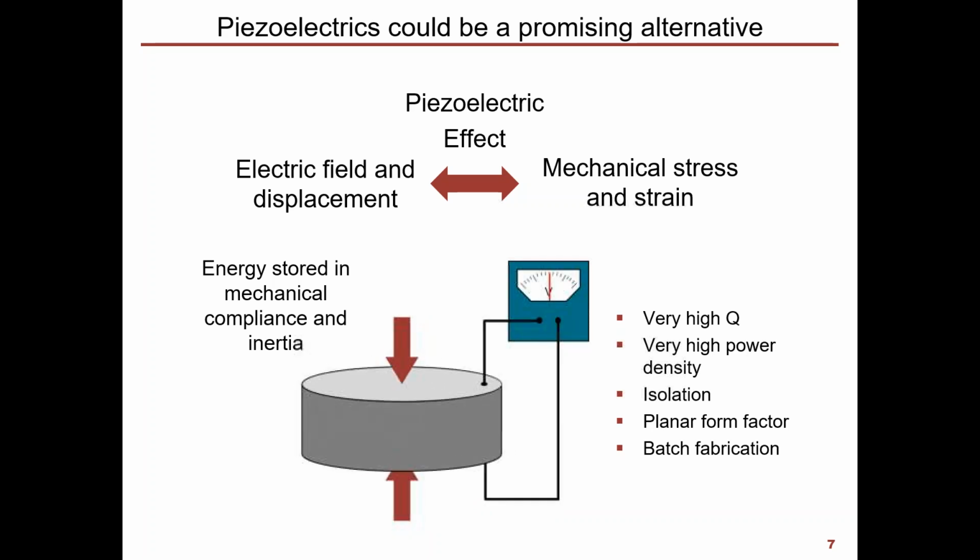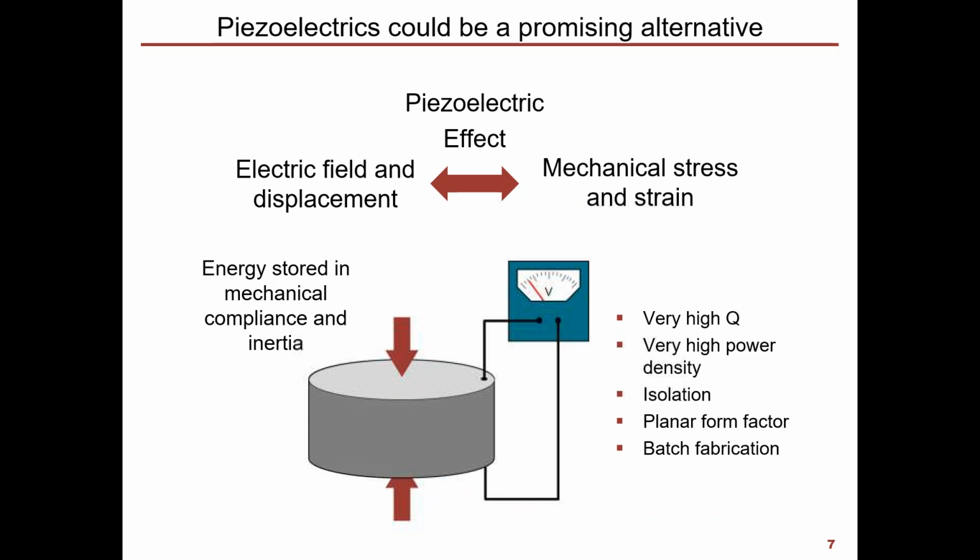Piezos rely on the piezoelectric and inverse piezoelectric effects, which essentially means that when we apply a voltage to its terminals, it induces mechanical stress and strain in the material, and vice versa. So through that process, we can strike mechanical resonance, like this animation you see here. And whenever the piezo resonates, it stores energy in mechanical compliance and inertia, somewhat like a mechanical spring.